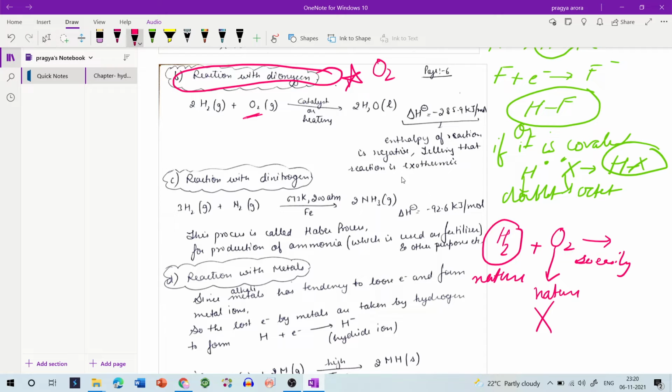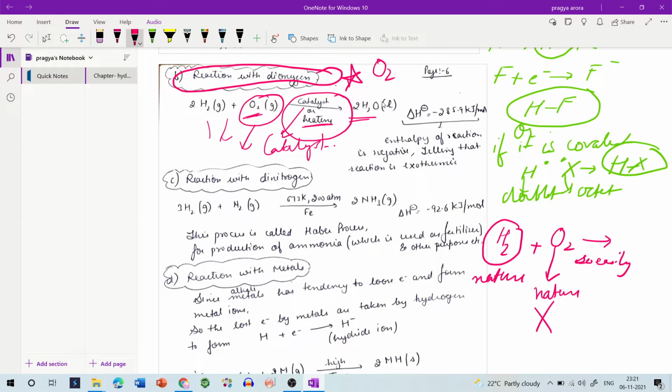This reaction happens only when you apply harsh conditions like strong heating or apply some catalyst. Then only hydrogen can react with oxygen, otherwise we won't have any oxygen in the air to breathe. All the hydrogen must have reacted with the oxygen. So for this reaction, some catalyst or heating is required.